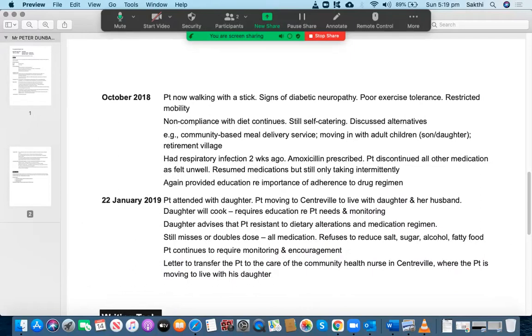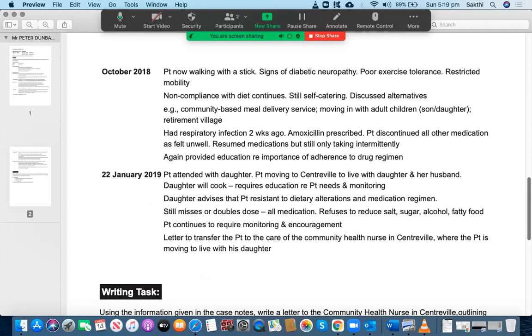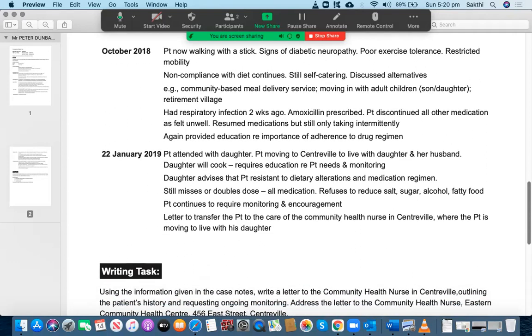Okay, non-compliance with diet continues. Still self-catering. Discussed alternatives, for example community-based meal delivery services. Moving in with adult children, son or daughter. Retirement village, had respiratory infection 2 weeks ago. Amoxicillin prescribed. Patient discontinued all other medications as felt unwell. Okay, resumed medications but still only taking intermittently. Again, provided education regarding importance of. Okay, all right, that's okay.